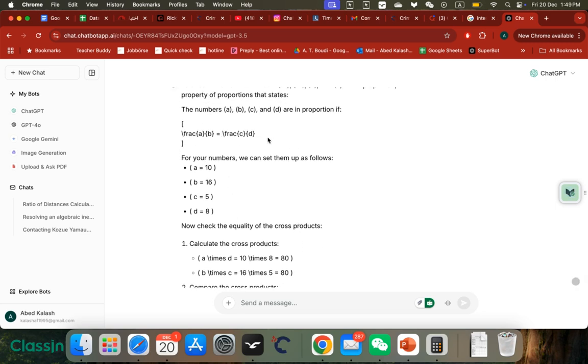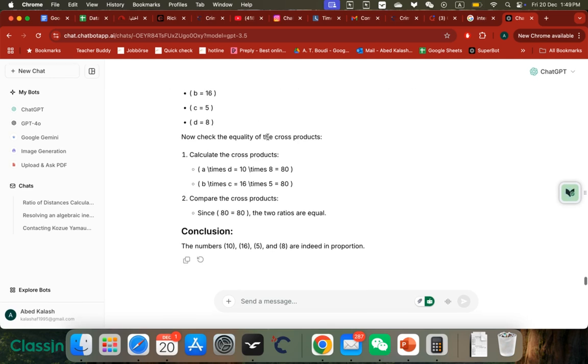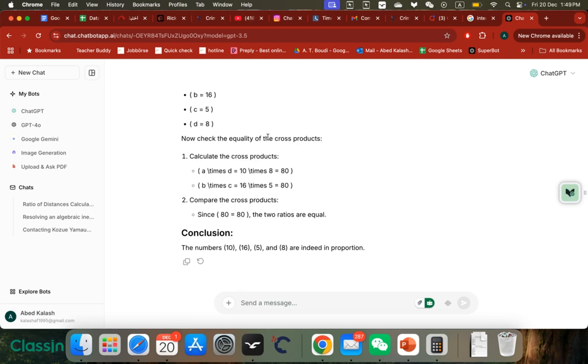Fraction AB is equal to fraction CD. Okay, this one is easy. Fraction AB is equal to fraction CD. Is it correct? Is this what she said?